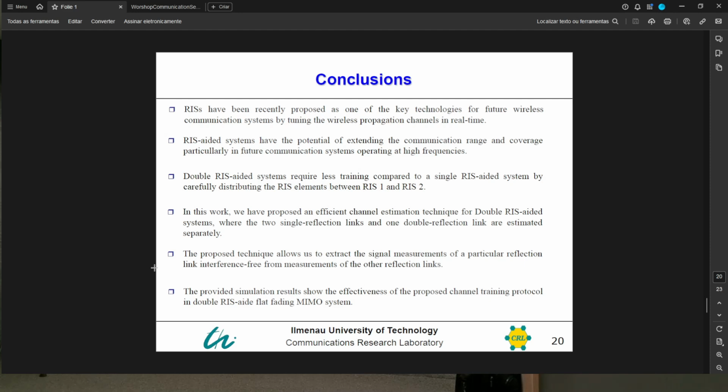And then in the previous work, we have demonstrated that double RIS also requires less training compared to single RIS. But in this work, we have proposed an efficient estimation technique for double RIS-aided system, where we estimated the 2 single reflection links and the 1 double reflection link using the trick that we introduced. And then the proposed technique allows us to extract the measurement of a particular reflection link interference free from the measurement of the other reflection links.